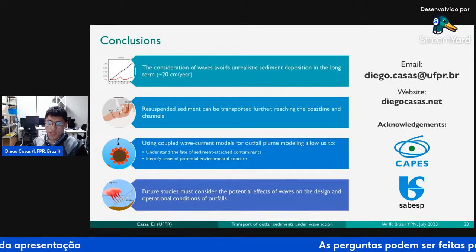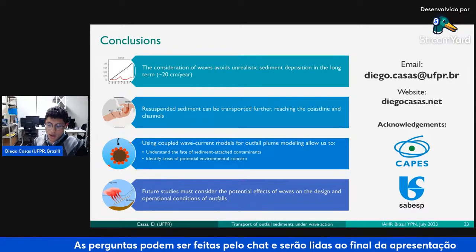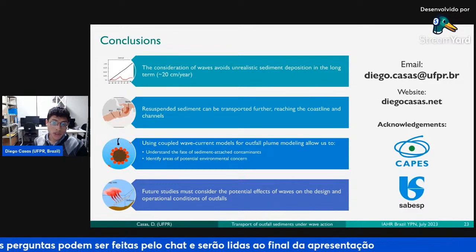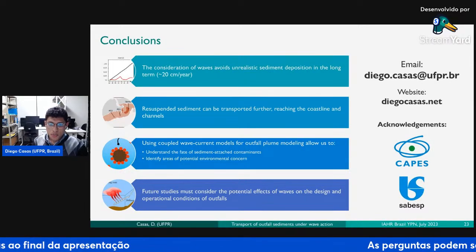So the principal recommendation here is for future studies of outfalls to consider potential effects of waves on the design and operational conditions.